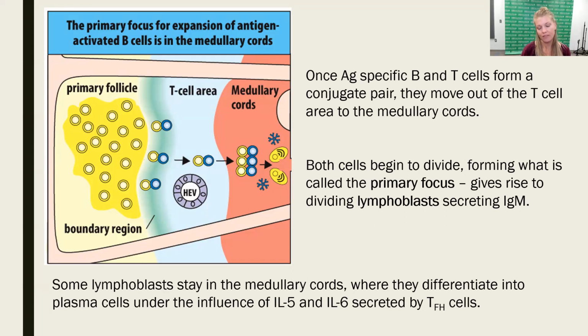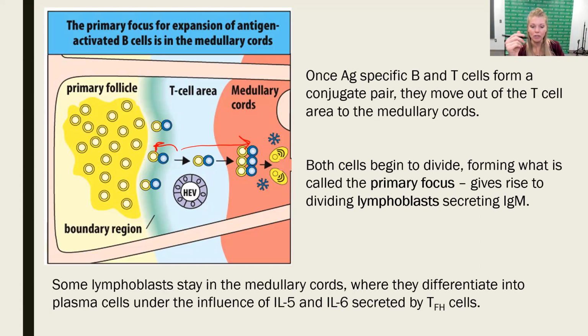So once that specific B cell and T cell form that conjugate pair or that cognate, they'll move from the T cell area or the B cell area down into the medullary cords. And so there's a movement that happens throughout the lymph node, where we had our T cells meet up with our B cells, kind of where the B cell area boundary is, and then move towards the medullary cords, where there's going to be proliferation, differentiation into plasma cells.